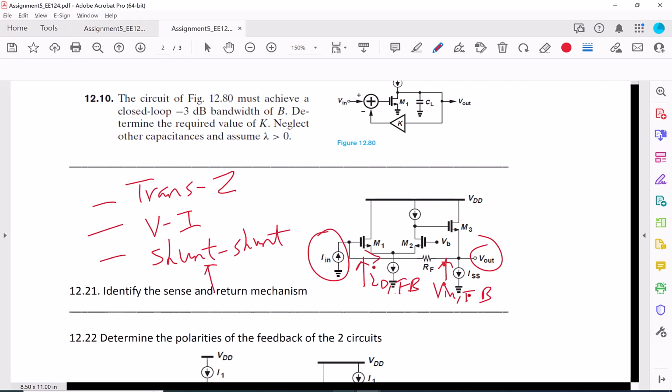So here we ask, what is the sense and return mechanism? How do you sense? What do you sense? And use what method to sense?